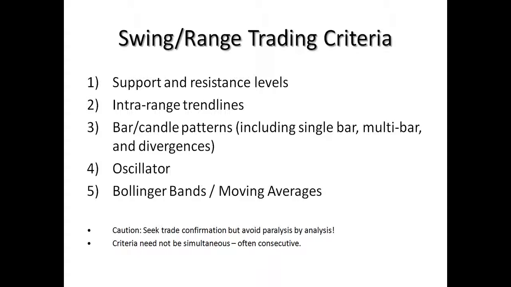Okay, so what are my swing and range trading criteria? Number one, support and resistance levels, very obviously. Now, when you talk about support and resistance, what is support, what is resistance? Support can be considered a floor, resistance can be considered a ceiling. Generally speaking, in a range trading situation, you're looking to go long near support and short near resistance. That's easier said than done, but I'm going to show you exactly what my approach is in a minute on the charts. So support and resistance levels is the most important thing.